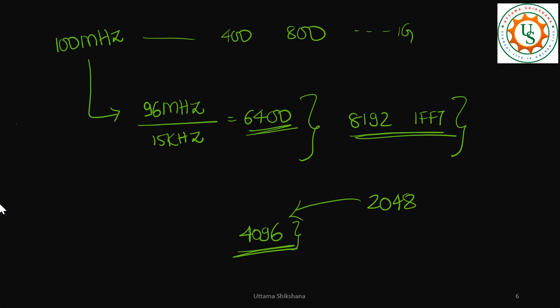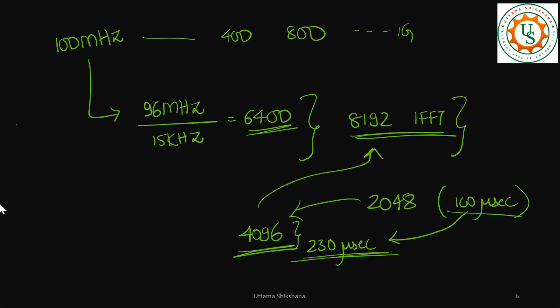Since it involves a lot of multiplications and additions, the computational complexity is not just linear, it is going to be exponential, in the sense that if 2048 takes 100 microseconds, definitely 4096 will not take 100, it will take somewhere around 230 or 240 microseconds. I've just given the example. These numbers could be different depending upon the processors and the kind of implementation that you will be doing, but for a fixed implementation you will see these differences. So definitely, if you are going for 8192, it is much costlier in terms of processing.